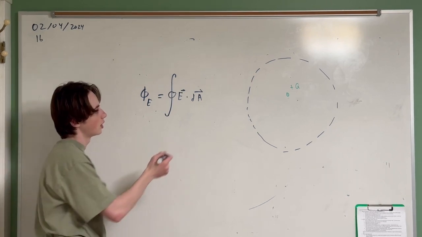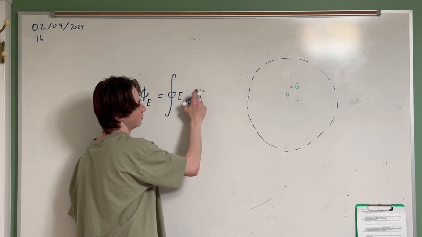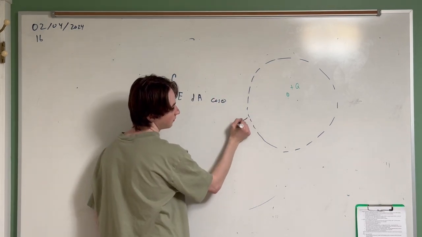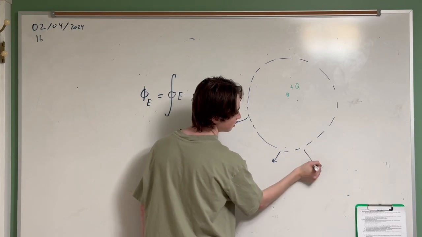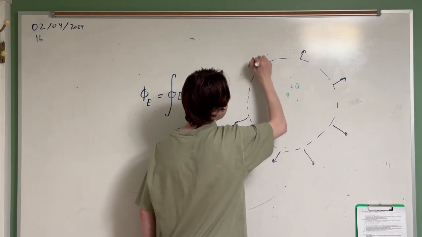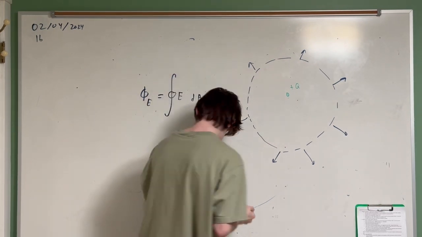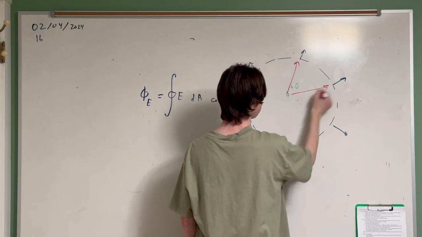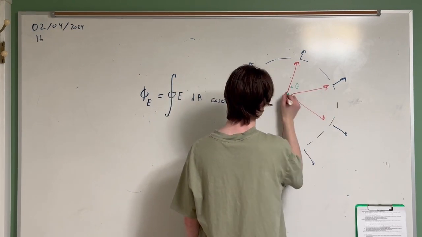No. Can we just eliminate the cosine theta? All of our area vectors of the sphere are pointed in the same direction as the electric field. So you can eliminate cosine theta, because it's just cosine of 0, which is 1.